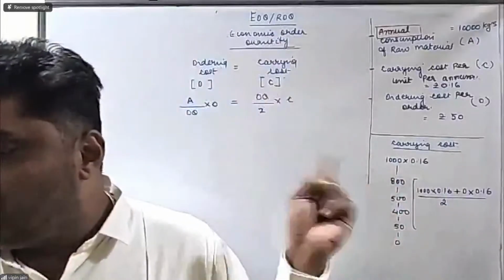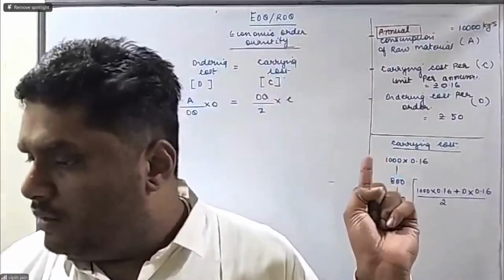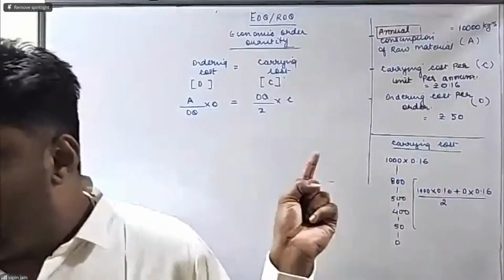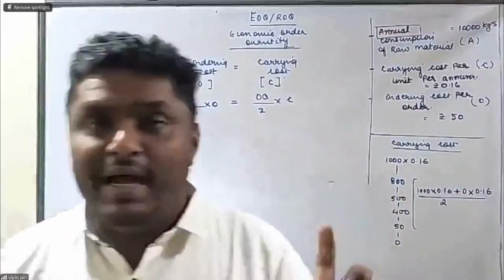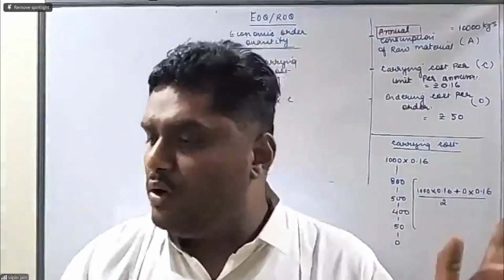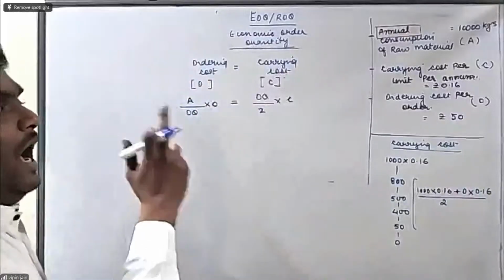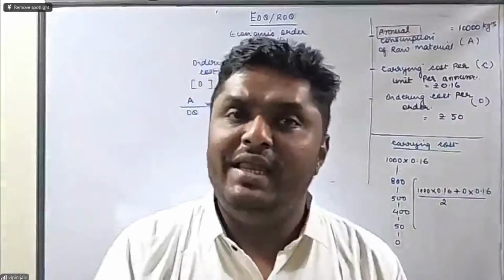Anyone having any doubts till now, please mention. Yes, anyone having any doubts? How did I get these? Again, there are no formulas. I'm just using the concepts. I repeat again, very simple: how we calculated the ordering cost and carrying cost.